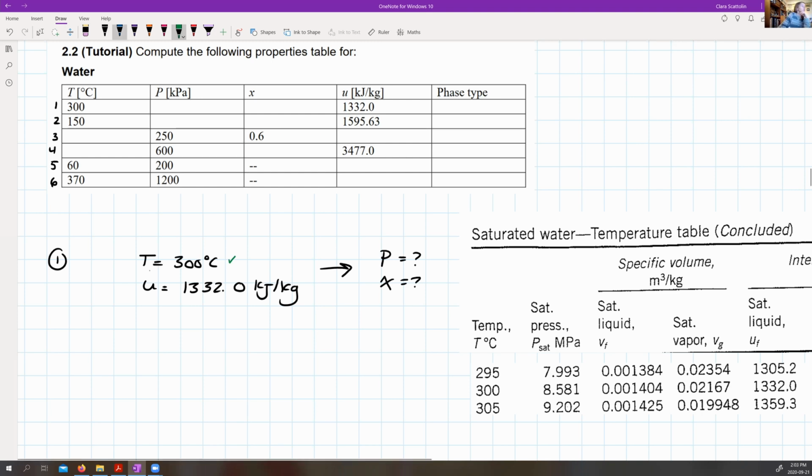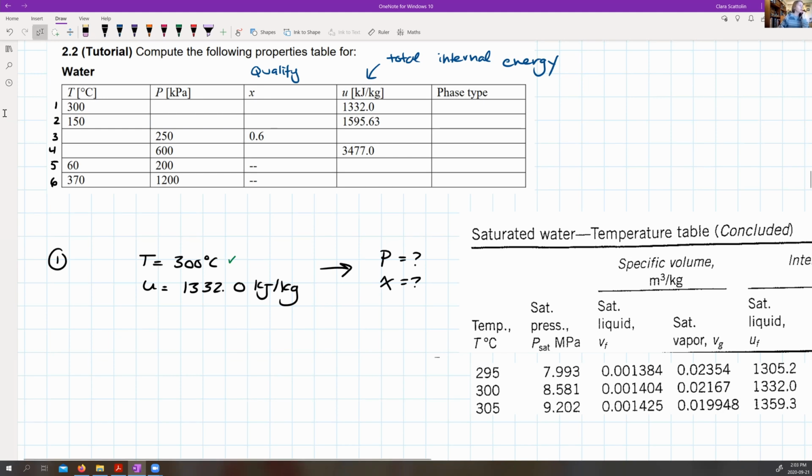I don't know that we've talked about this yet. U is total internal energy. X is quality. I'm just going to specify these to make sure we're all on the same page here. So the first question, my temperature and my total internal energy, U, is given.